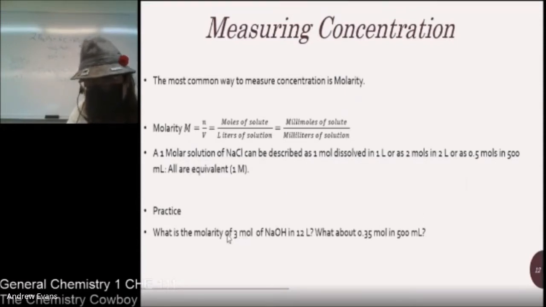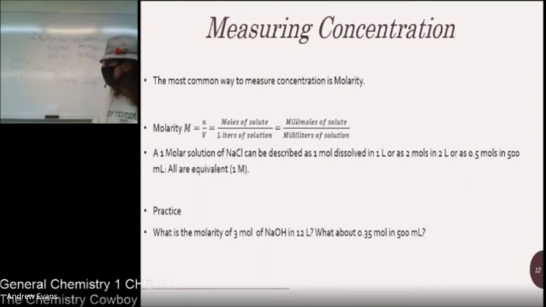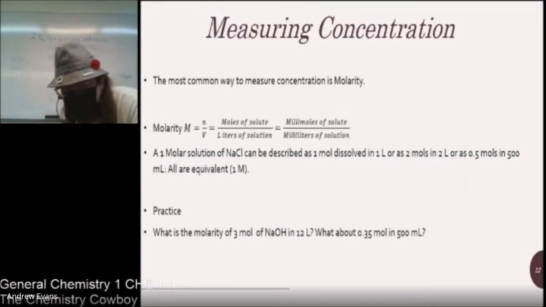So if I calculate an easy molarity, how do we do that? What's the molarity of 3 moles of sodium hydroxide within 12 liters? If I put 3 moles of sodium hydroxide in 12 liters, the molarity would be 3 divided by 12. 3 divided by 12 is 0.25, or 1/4. So it'd be 0.25 M.